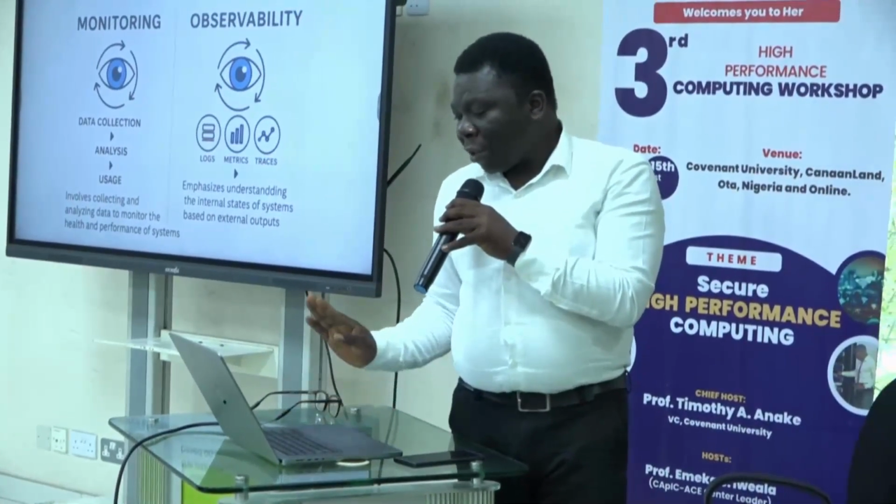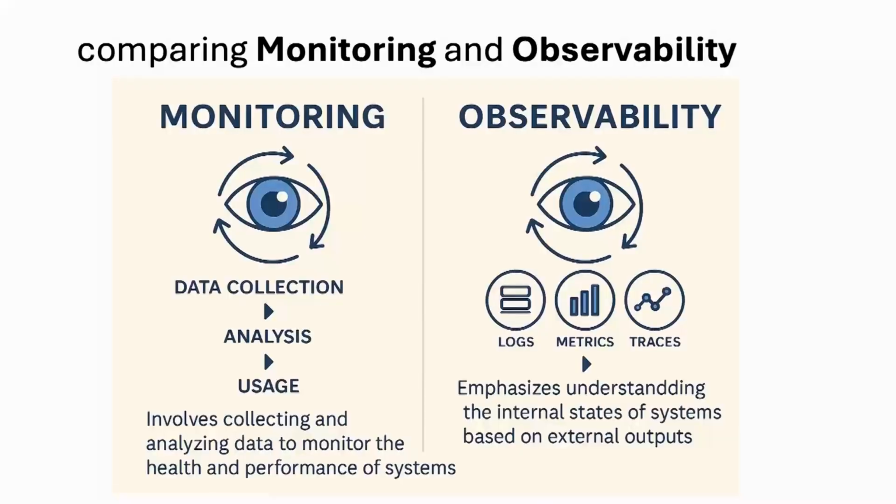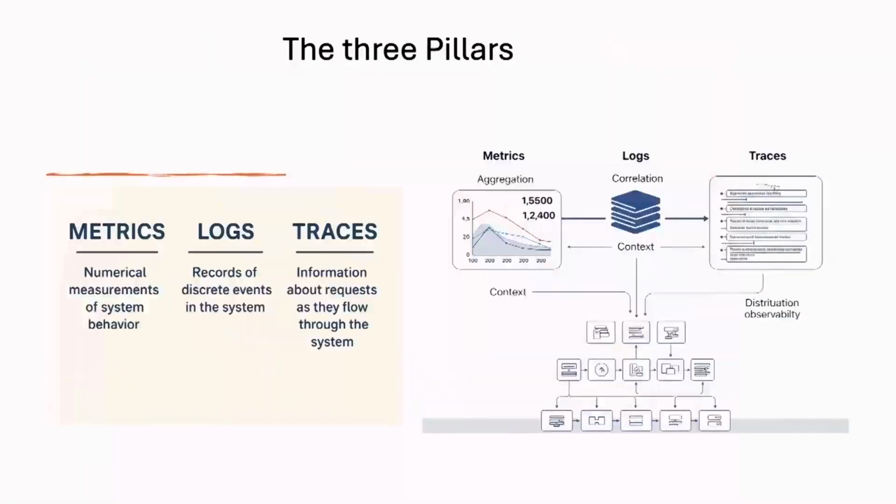So let's go to the terms logs and traces. Okay, just a little difference between the two. So like I said, monitoring involves collection, analysis, and usage of data, while observability involves the use of these metrics. It emphasizes understanding the internal state of a system based on external output. It's just what I've discussed before.